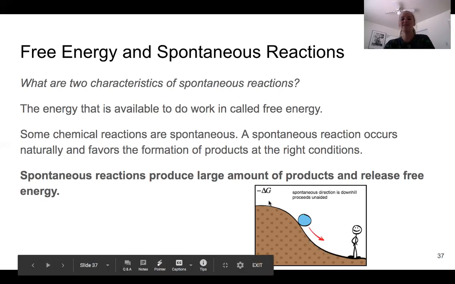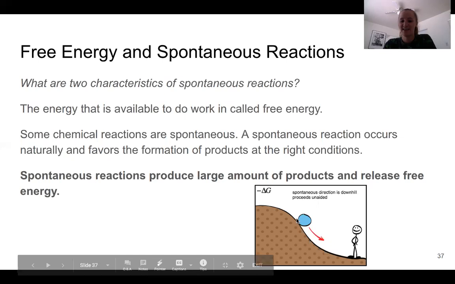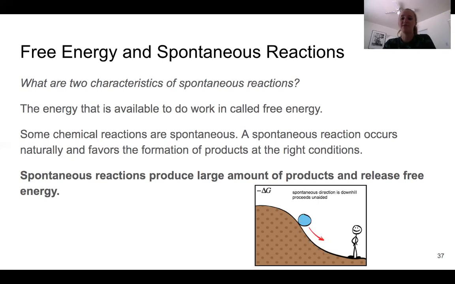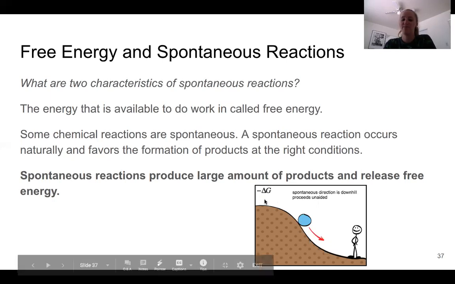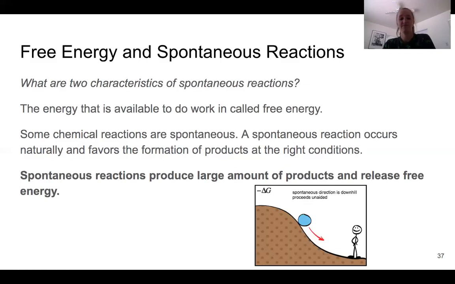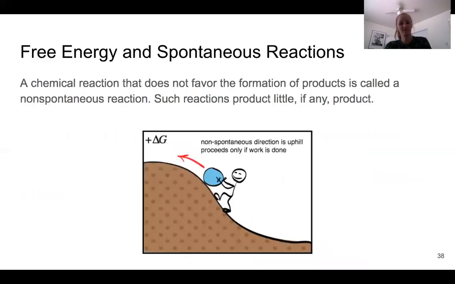Here we have this image. Spontaneous direction is downhill, proceeds unaided. With spontaneous reactions, typically they don't take a lot of work. They don't need a lot of effort to cause the reaction to happen. For example, rolling a ball down a hill. It rolls down pretty fast. All this energy is being released, but it didn't take a whole lot of effort to get it there. Now, non-spontaneous is the opposite.